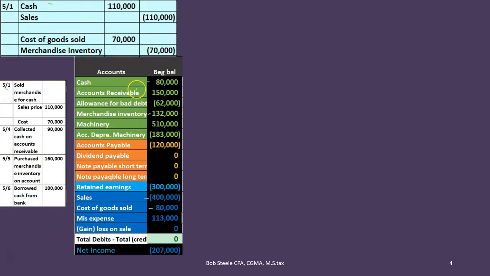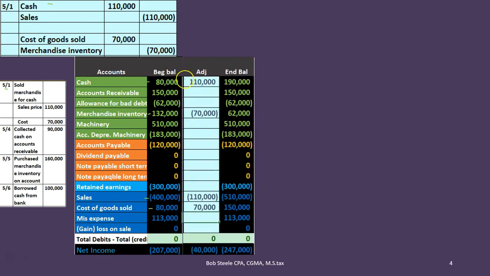We're going to debit cash, and therefore cash is going to go up by the 110, and it's going to go up to the 190. So we did the same thing to it, increasing cash. Sales, crediting 110. So sales has a credit balance. We did the same thing to it, crediting it, making it go up to 510. Of course, that increases net income, which is sales minus the expenses.